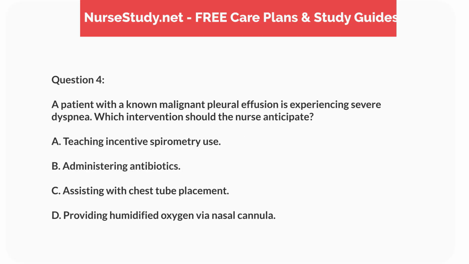A patient with a known malignant pleural effusion is experiencing severe dyspnea. Which intervention should the nurse anticipate? A. Teaching incentive spirometry use. B. Administering antibiotics. C. Assisting with chest tube placement. D. Providing humidified oxygen via nasal cannula.